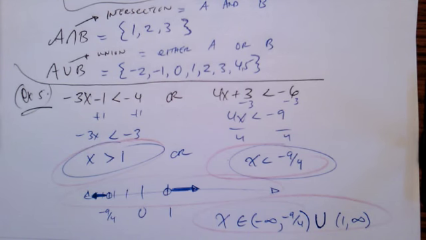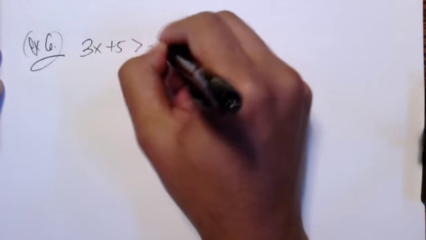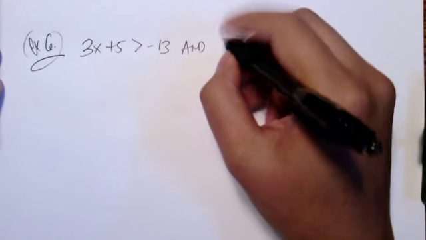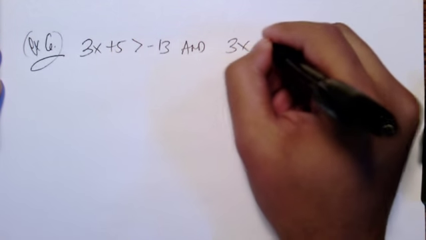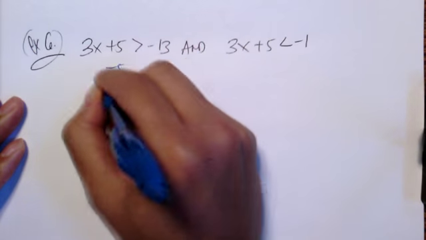All right, last one real quick. Example 6. We're going to solve 3x plus 5 greater than negative 13 and 3x plus 5 less than negative 1. So pause this one, try to figure these ones out on your own, and we'll go real quick on these.